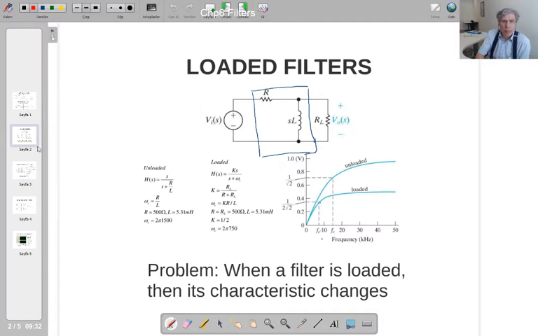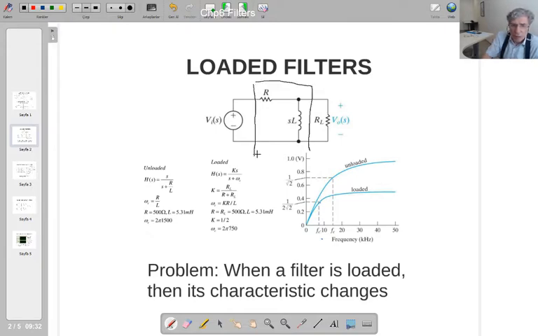So the next step here tells us what happens if you load this circuit, if you load the filter. So that's the filter that we are talking about, the high pass filter.